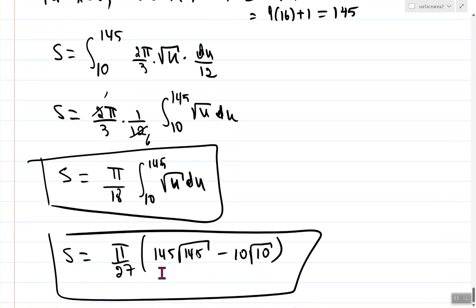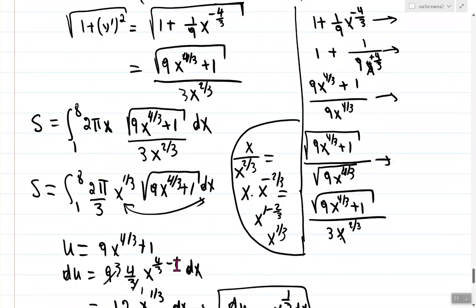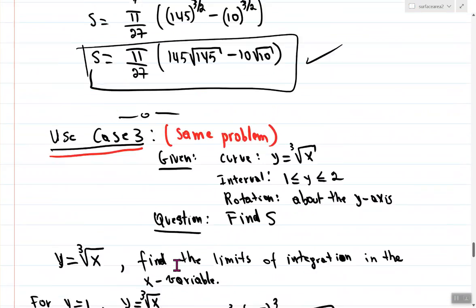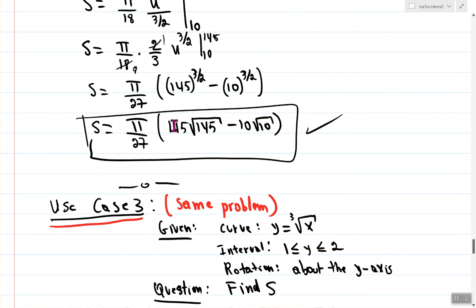So you get exactly the same answer. The same problem we did two ways, case 3 and then case 4. And we know case 4 was a little bit easier, but we get the same answer. So this answer is exactly the same as what we got over here when we did case 4.